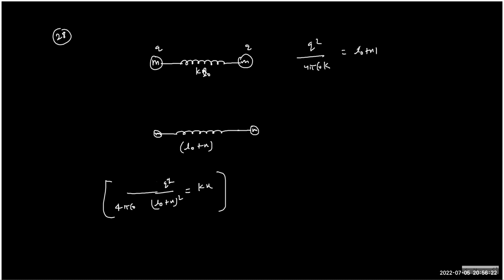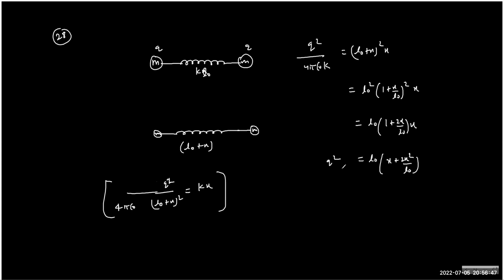L naught plus x, whole power 2x. This we can write as, we can take L naught common, so L naught square times 1 plus x by L naught. Then we can use the binomial approximation, 2x by L naught into x. Then we can attach L naught plus 2x. Or you can multiply this. So this looks like some sort of quadratic, right?